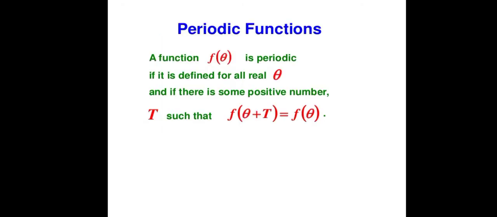Then next is the applications of the Fourier series. The applications of the Fourier series are the square wave, triangular wave and sawtooth waves. First is the periodic functions. A function f of x, or f of theta, is periodic if it is defined for real numbers and there is some positive number T such that f of theta plus T is equal to f of theta.